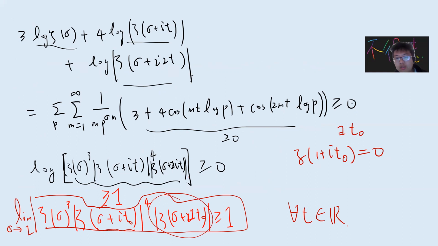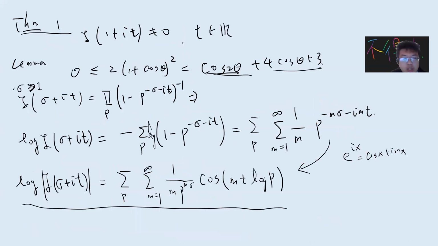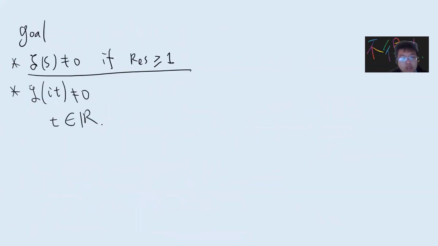Because we know that the zeta function is analytic except for s equals 1. So if sigma approaches 1 and this becomes 0, then you get 0 greater than or equal to 1, which is a contradiction. Okay, so this is a proof. This proves that zeta(s) is non-zero for real part of s equal to 1.